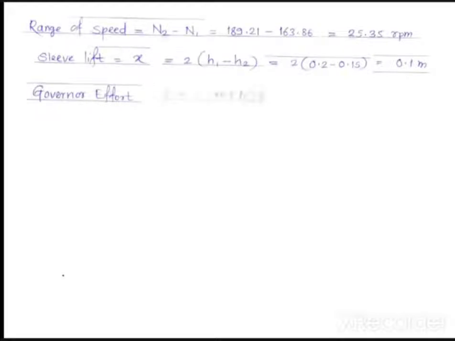What is the governor effort? This derivation I have already done. We have done this derivation. What derivation? P is equal to C into small m plus capital M divided by 2 into G. What is C? C is nothing but the increase in speed. What is P? Effort of the governor. Small m plus capital M into G.